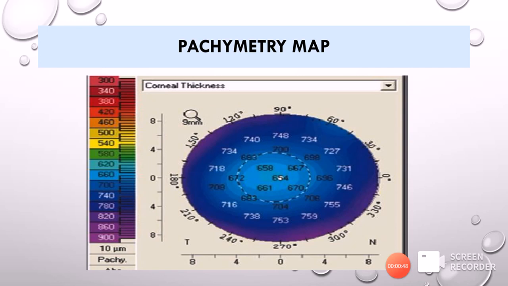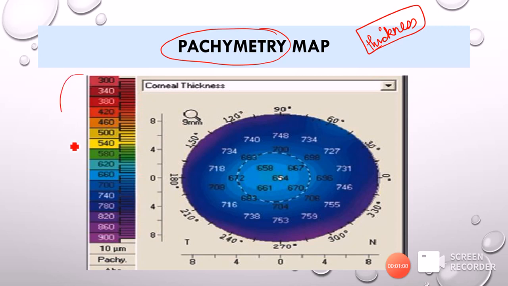Those are the pachymetry maps. The pachymetry is nothing but the thickness of the cornea. So the thickness of the cornea can also be represented in the form of a map, in the form of a color coding, and that is called the pachymetry map. You can see here it is all bluish in color, which indicates that it is normal. So bluish, greenish, cool colors indicate good corneal thickness, and the red ones indicate that there is thinning.